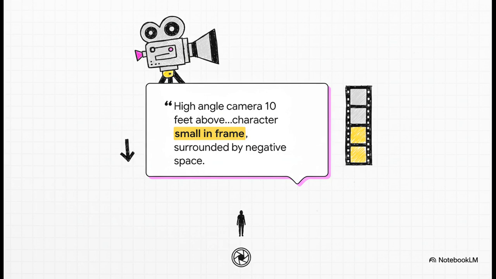The prompts get specific again: 10 feet above, small in frame, and surrounded by negative space. The AI isn't just looking down, it's being told to use the whole composition to kind of crush the character, to really hammer home that feeling of isolation. The final image you get is a direct result of that emotional instruction.